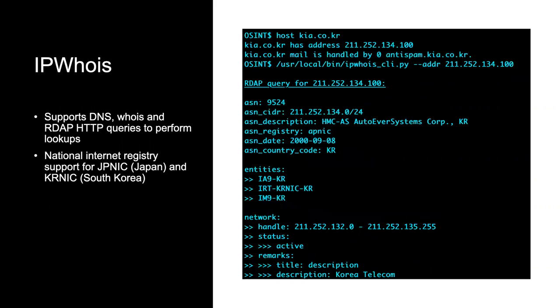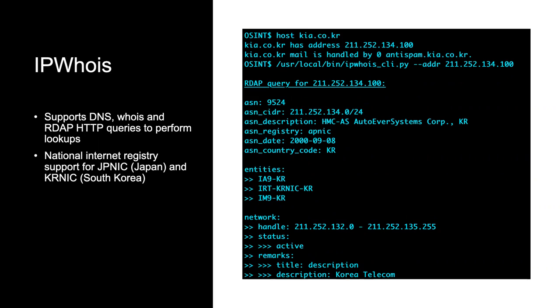So I used a different tool, and this one is called IP Whois. And what it does, you're seeing right there, is pretty much an English readout of that same type of lookup, only it's using RDAP instead of the Whois service to pull up that information. In this case, it's hitting the national registries for Japan and Korea, which are JPNIC and KRNIC.